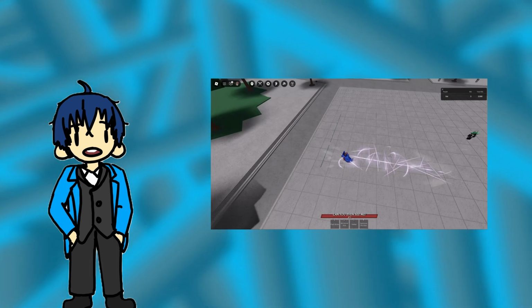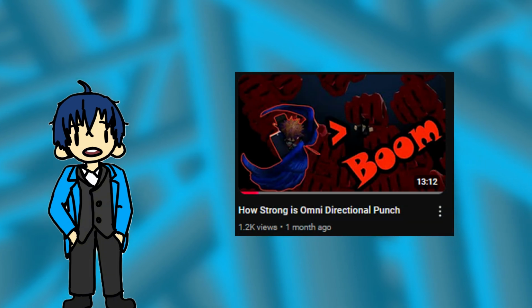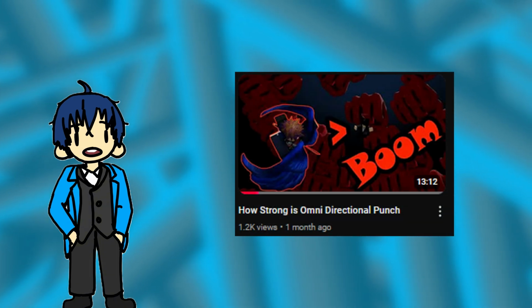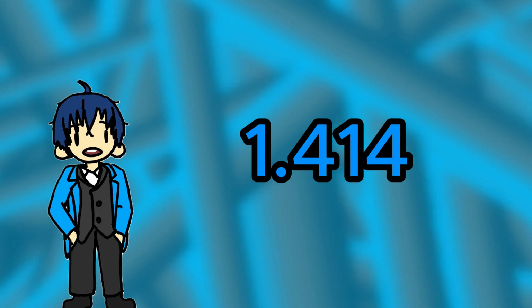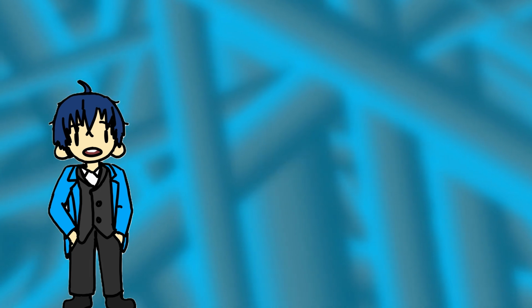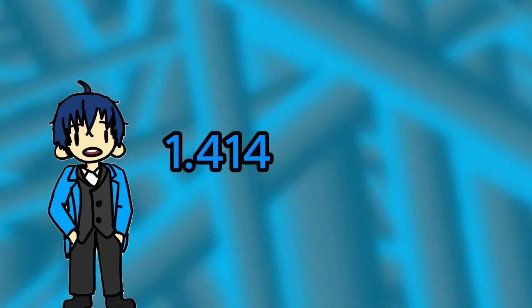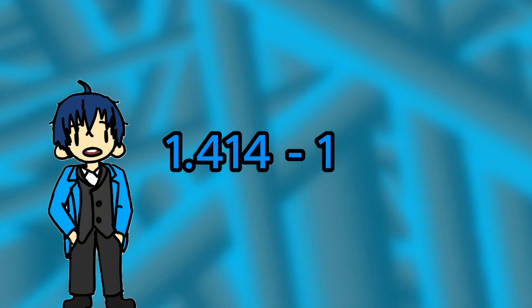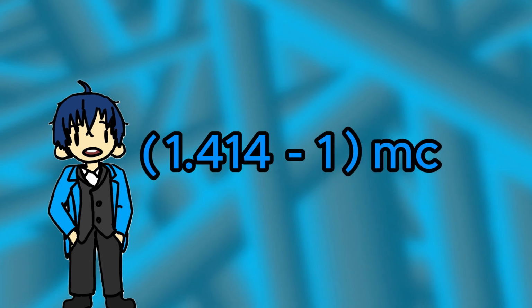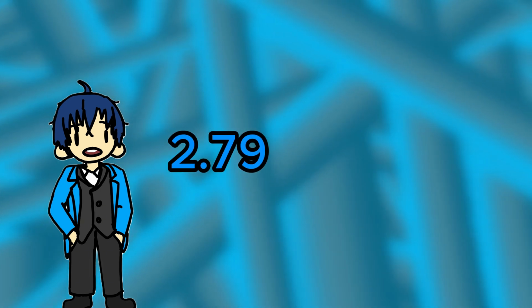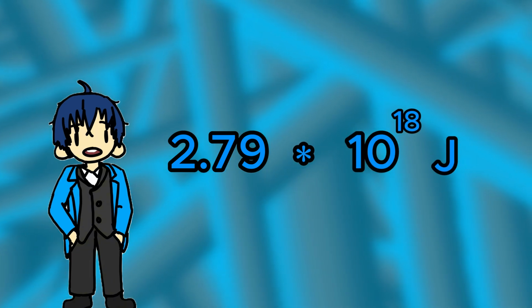I've gone through this in my omnidirectional punch video. Go watch that if you want to know more, but for the sake of this, I'll tell you that this value comes out to 1.414. Then our kinetic energy formula for relativistic circumstances is actually that Lorentz value minus 1 all multiplied by mass times the speed of light squared. This comes out to 2.79 by 10 to the 18 joules of energy.